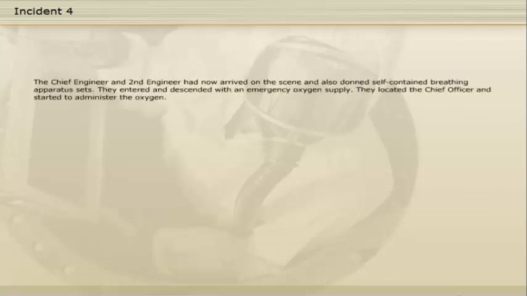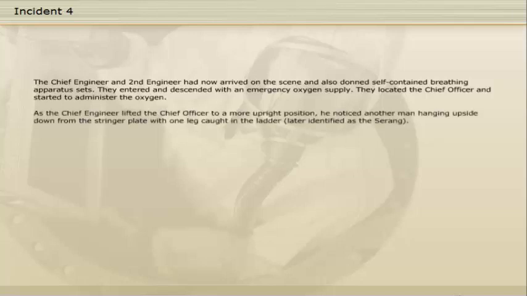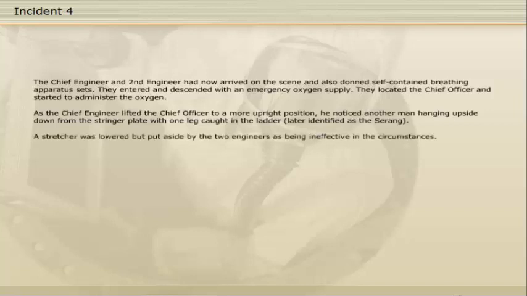The chief engineer and second engineer had now arrived on the scene, and also donned self-contained breathing apparatus sets. They entered and descended with an emergency oxygen supply. They located the chief officer and started to administer the oxygen. As the chief engineer lifted the chief officer to a more upright position, he noticed another man hanging upside down from the stringer plate with one leg caught in the ladder, later identified as the serang. A stretcher was lowered, but put aside by the two engineers as being ineffective in the circumstances.